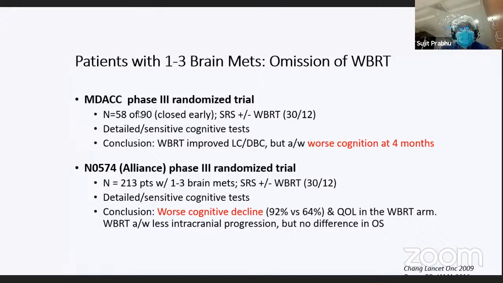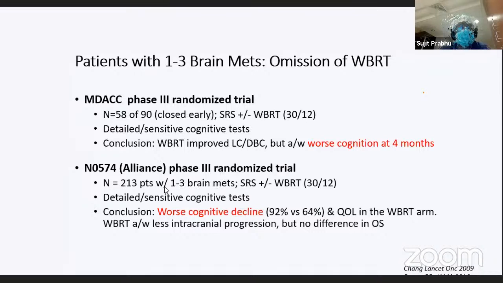This is a paper by Chang. And clearly the conclusion was whole brain radiation therapy improved local control, but there was significant cognitive impairment in patients seen at 4 months. So clearly there was a concern with using whole brain therapy in patients with 1 to 3 brain metastases.